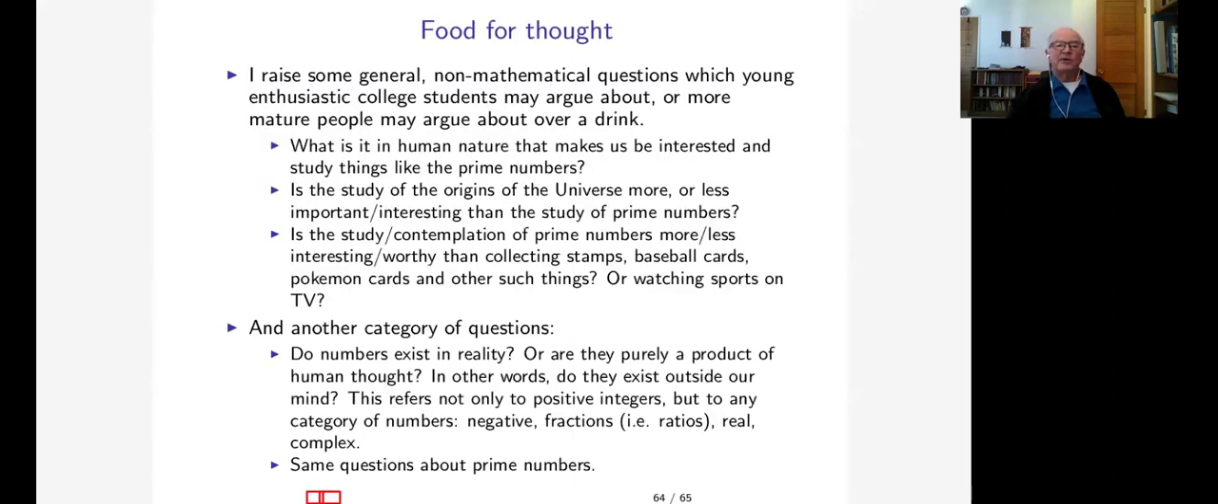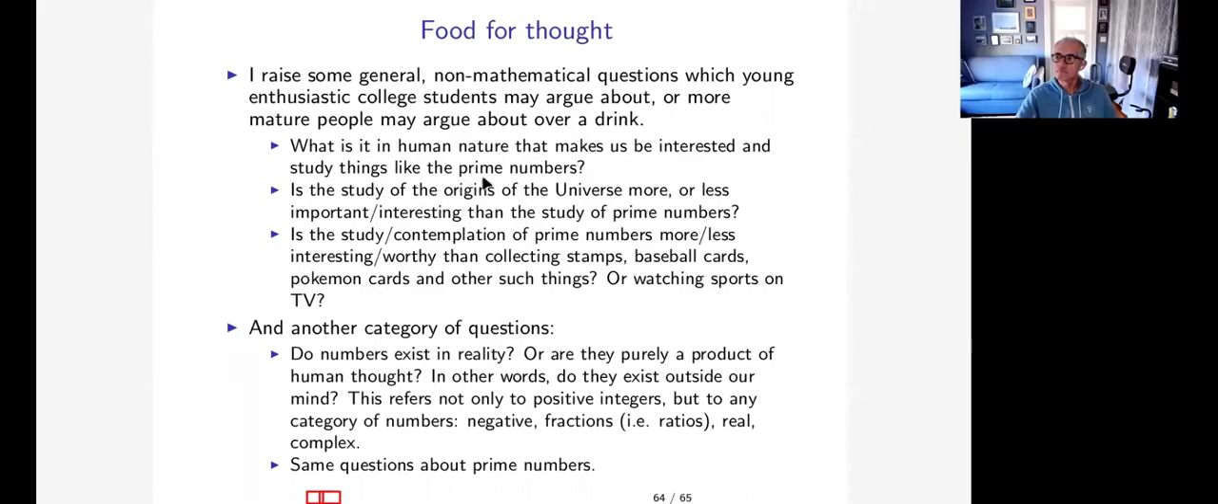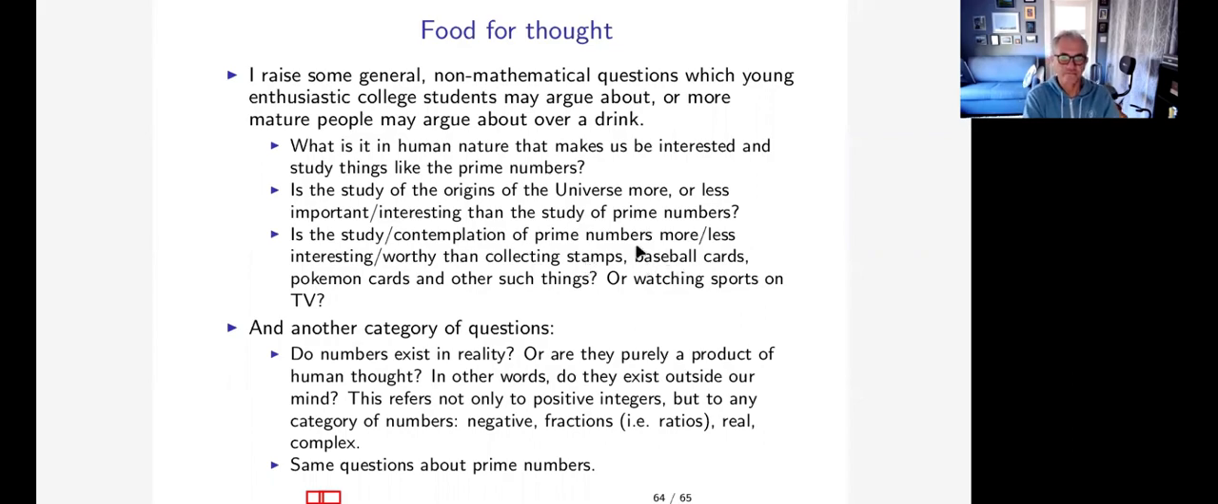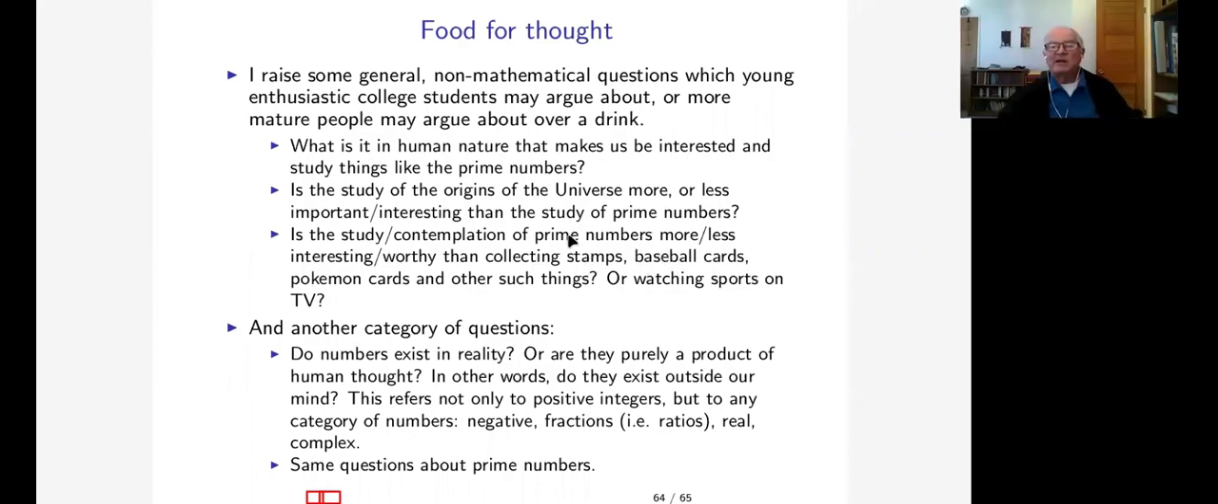And a little food for thought. Again, nothing mathematical, but what is it in human nature that makes us so interested in studying things like prime numbers? In the same vein, we want to know the universe, or we collect stamps, or we do lots of things that are not immediately useful, but there is some quest for achieving something. Understanding prime numbers is such a quest. What is it in our human nature that makes us have quests like this?